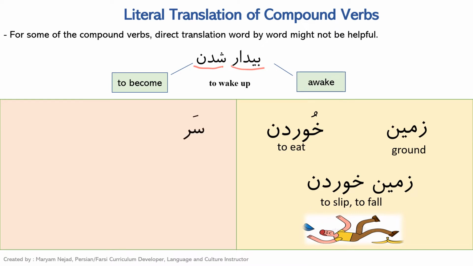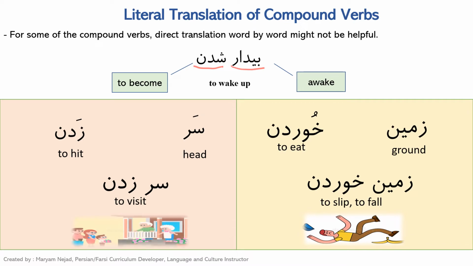Another example, sar means head, and then zadan, to hit. So sar zadan, if you are translating word by word, it's going to mean something like to hit your head or something, but it means to visit. So that's another example that might not be helpful.